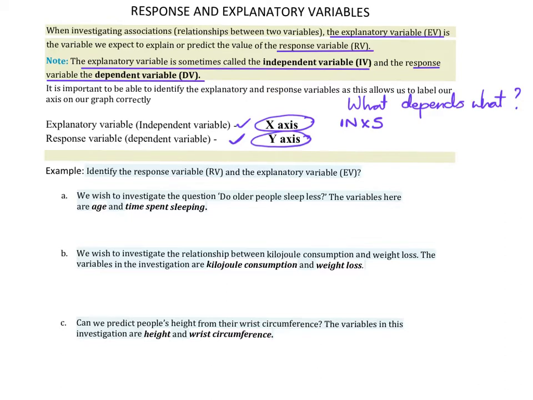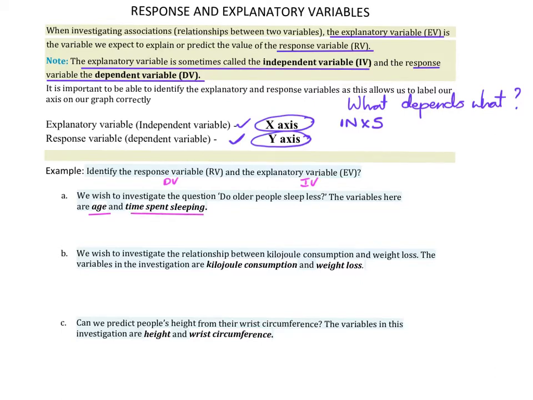So in this example, we're asked to identify the response variable and to identify the explanatory variable. Remember, the response variable is the dependent variable and the explanatory is the independent. So what depends on what here? So in this first scenario, we're investigating the question, do older people sleep less? So our variables that we're dealing with are age and time spent sleeping.